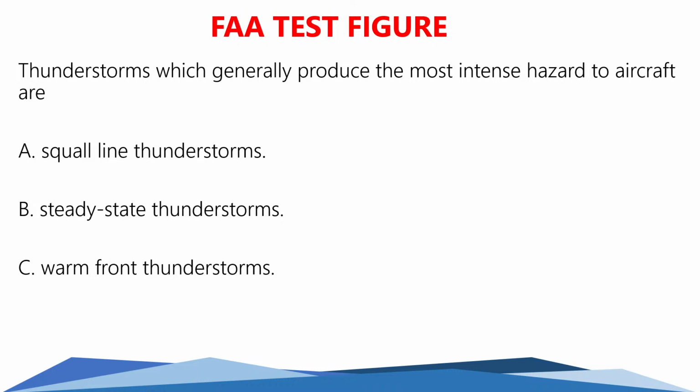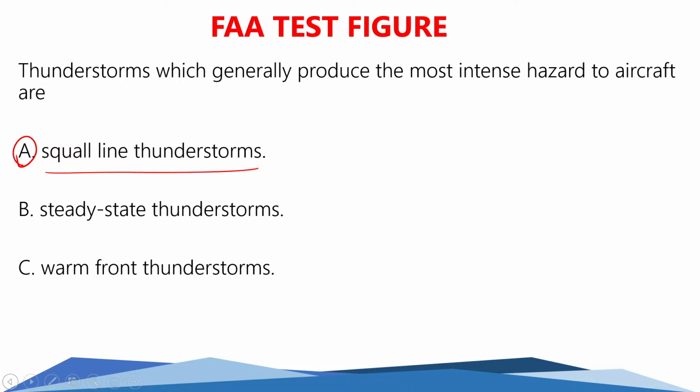So the correct answer is actually going to be A. It is the squall line thunderstorms, with the majority of the class. Remember that the squall line is considered a non-frontal thunderstorm, and it's basically a narrow band of activity. The lines are very, very long. The storms are very severe and often contain several steady state thunderstorms, which could be present, but still the most intense weather hazard to aircraft is going to be the squall line thunderstorms.